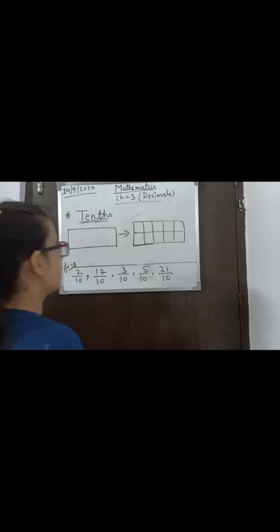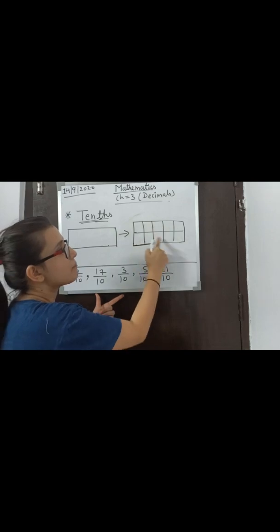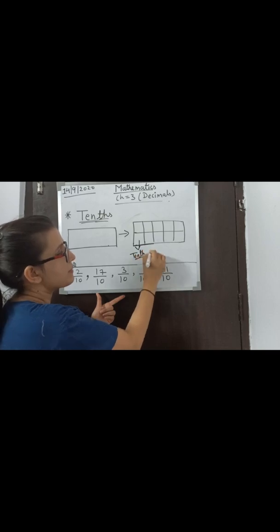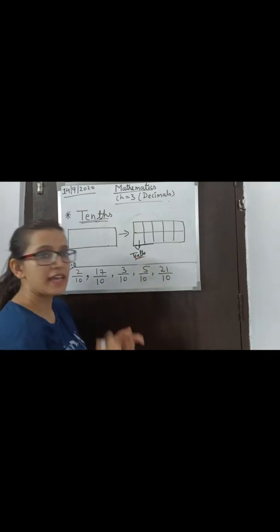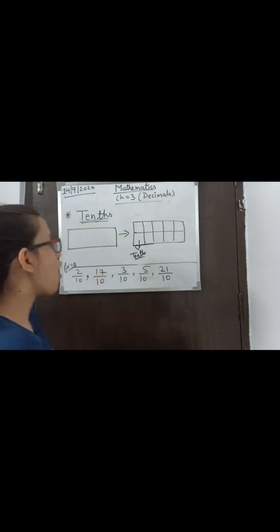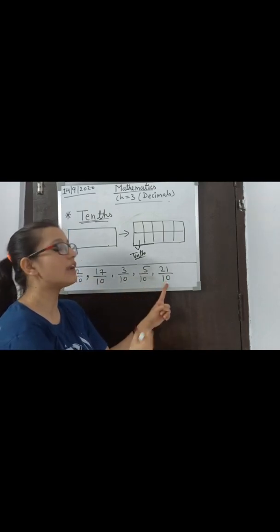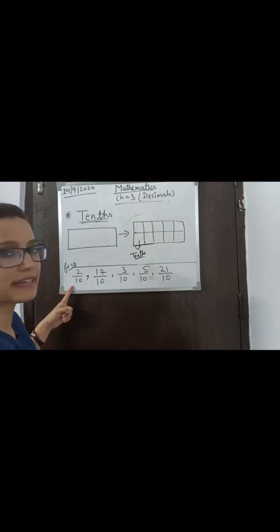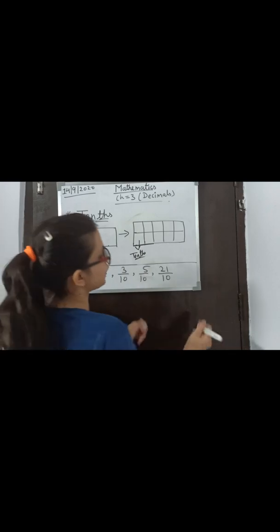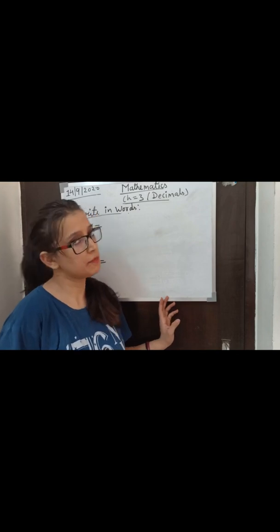And this is called decimal numbers. So when a whole part is divided into 10 equal parts, each part is represented as tenths. In other words, all fractions having 10 as a denominator are called tenths. For example, 2/10, 17/10, 3/10, 5/10, 21/10, etc. Now let's solve some questions.